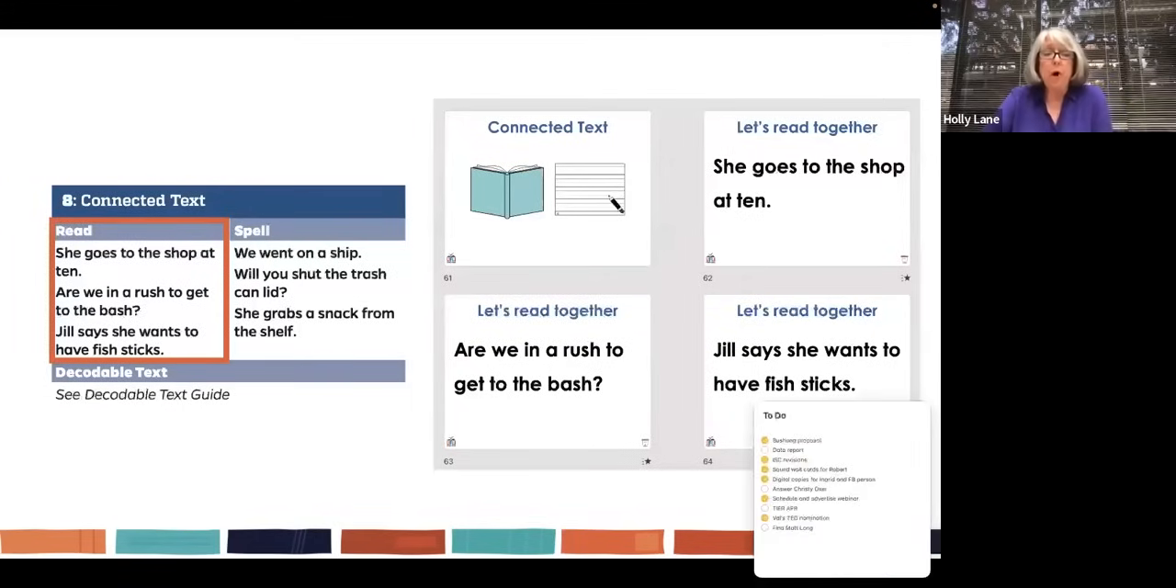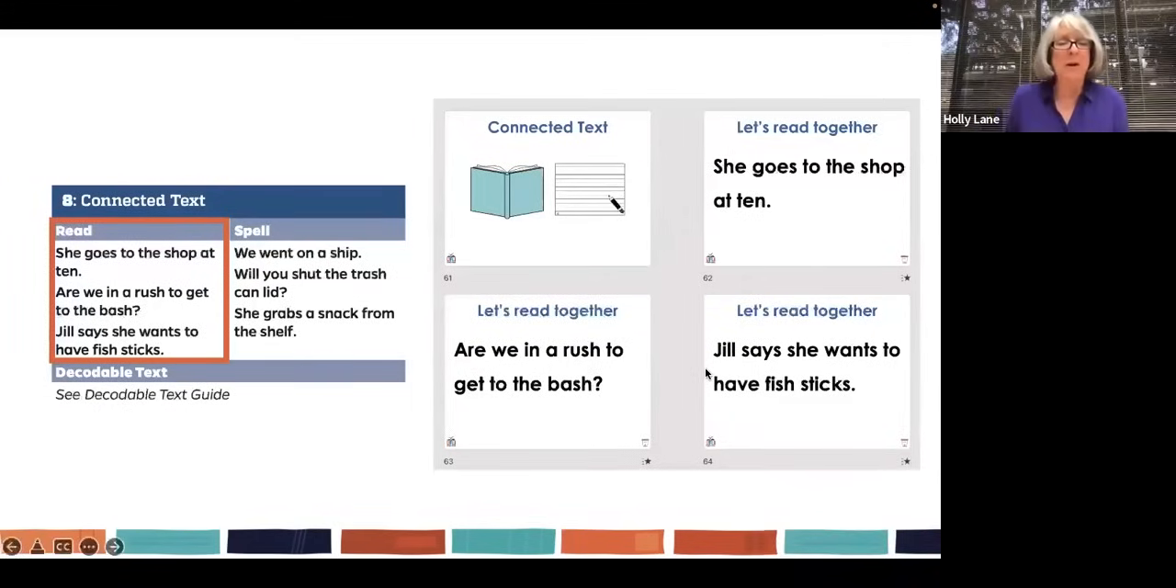Right. So the first part of step 8, connected text, is reading. And so you're reading sentences. So for this step, what you're going to be doing is guiding your students in reading these sentences. So this is all guided practice.